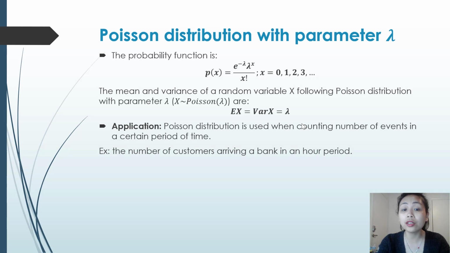So I repeat, for any distribution, ask yourself 5 questions. What is the probability function? What is the mean? What is the variance? When to use it? And what is the moment generating function?